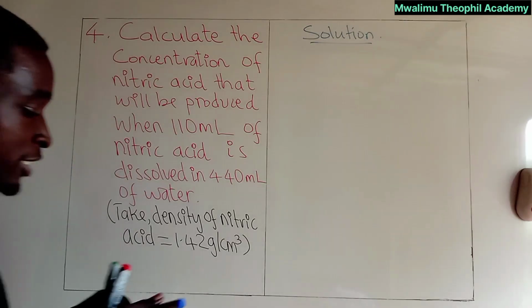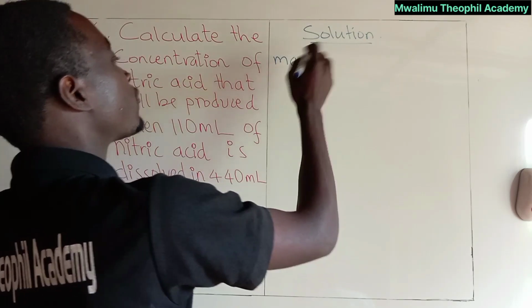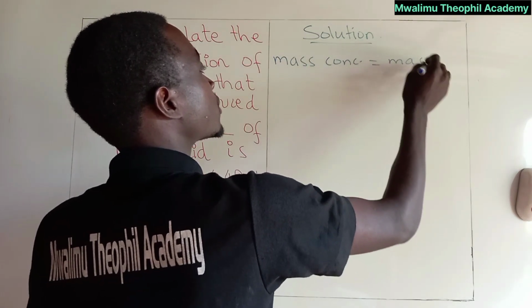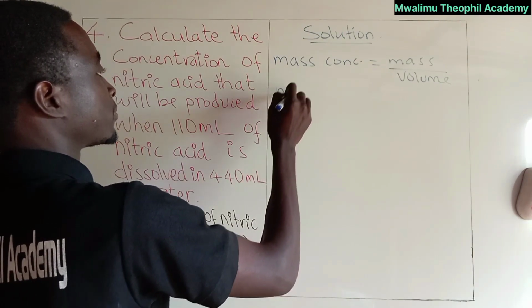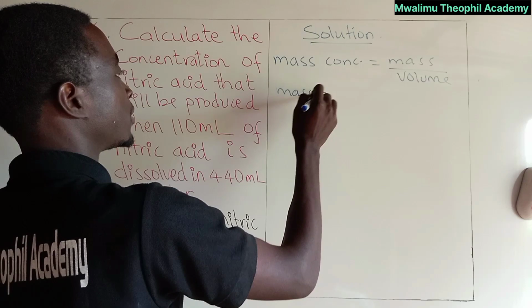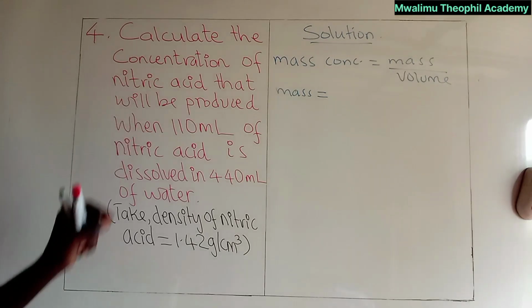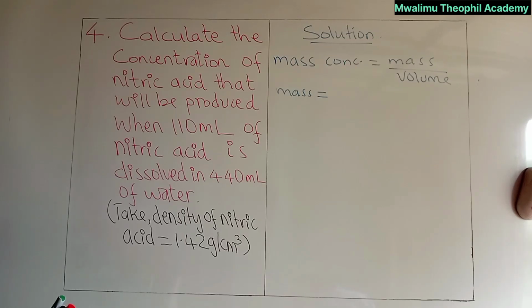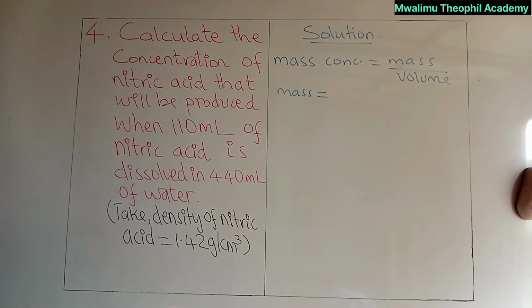So, let's start. Mass concentration is equal to the mass of a given substance over volume. Now, let's start with the mass of nitric acid. Here, we are given nitric acid in terms of volume. So, to get the mass of nitric acid, as we are given its density, we are going to use the ratio of mass over volume, which is the density.